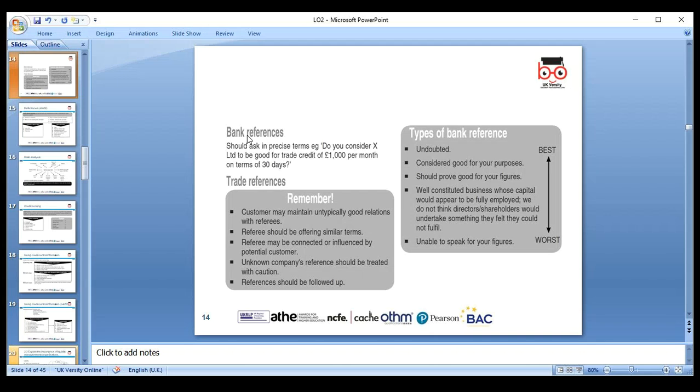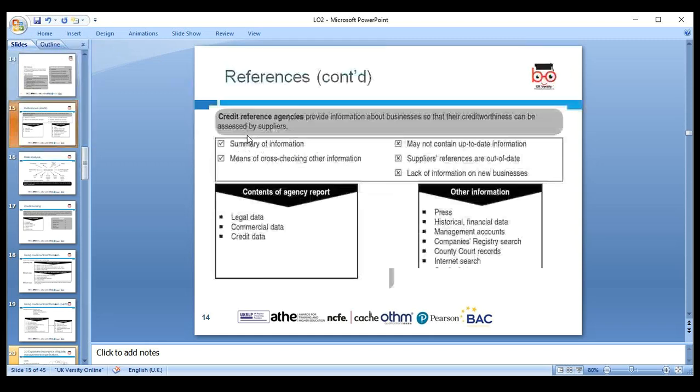Okay, as we mentioned earlier, we should ask the precise question. Do you consider X Limited is good for credit of 1,000 per month for the next 30 days? Remember, trade references: the customer must maintain a good relationship with the referees, and we need a type of bank reference. Is it the best, is it the worst, or does it fall in the middle? Credit references provide information about creditworthiness and assess the suppliers. That's all we need to look at.